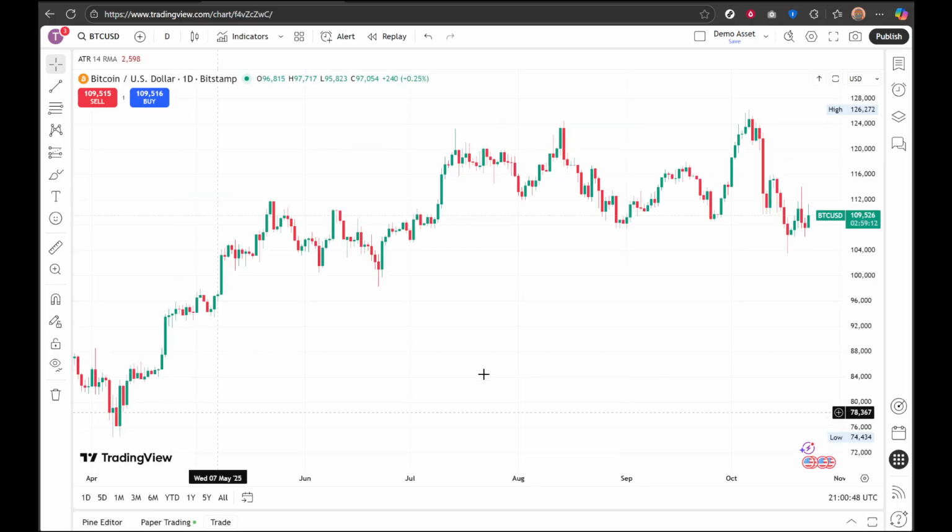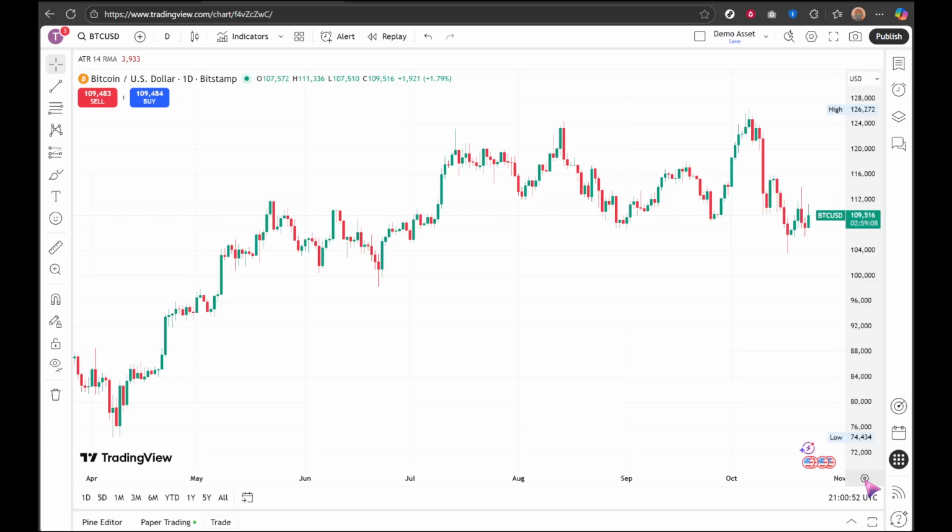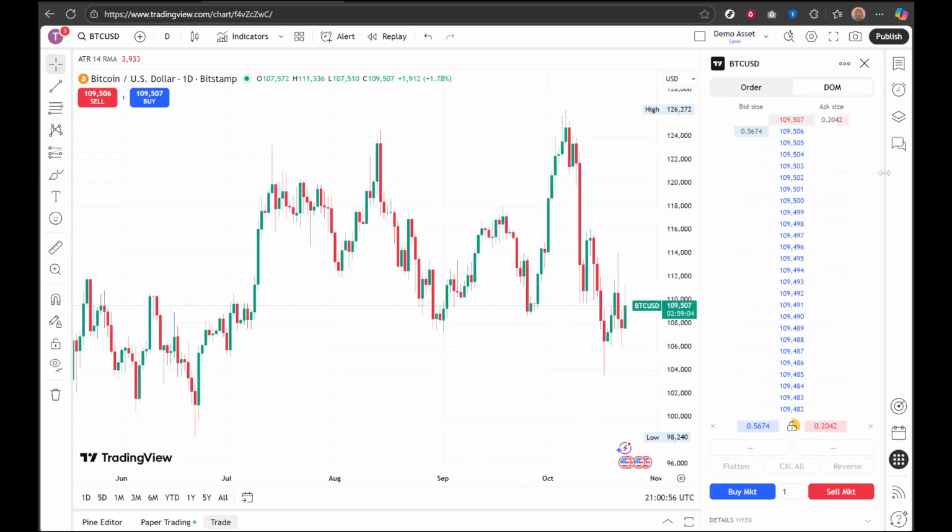This is where the magic happens. In the Trade tab, the DOM will be right at your fingertips. But what exactly is DOM? It's a diagram that showcases the order book data, presenting the current supply, known as the ask, and demand, referred to as the bid, for an asset at various price levels.